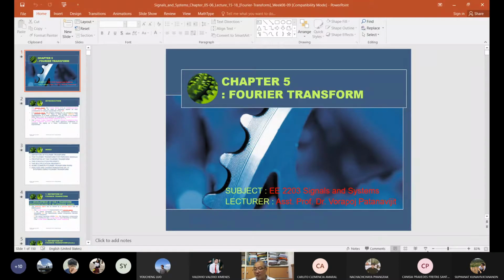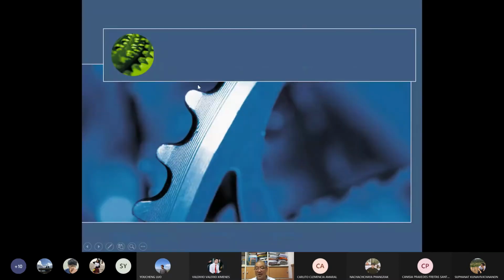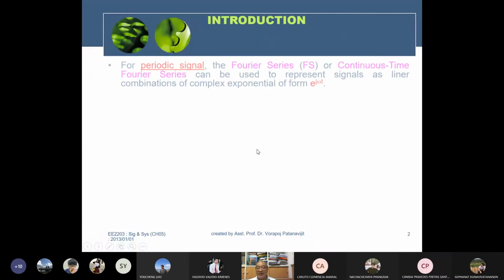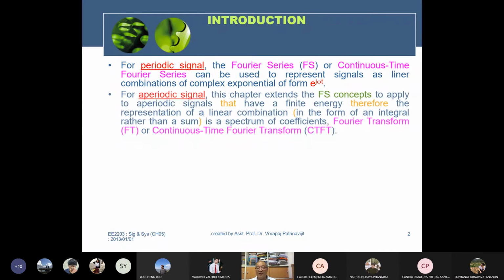Okay, we go to the Fourier transform. The Fourier transform is another version of the Fourier series. But the Fourier series is limited to periodic signals. For periodic signals, the continuous time Fourier series can be used to represent the signal as a linear combination of complex exponentials of the form e^(jωt). This chapter extends the Fourier series concept to apply to aperiodic signals that have finite energy.